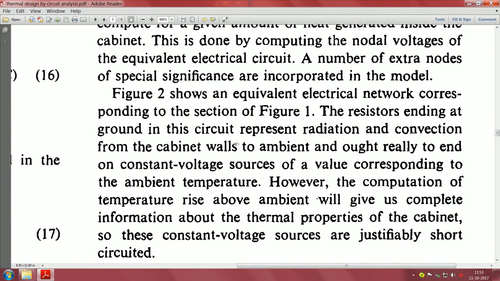Resistors ending at ground in this circuit represent radiation and convection from the cabinet walls to ambient, ending on constant voltage sources of a value corresponding to the ambient temperature. The computation of temperature above ambient will give us complete information about the thermal properties of the cabinet. Are the constant voltage sources justifiably short circuit or not? Here we end up with a very peculiar situation.